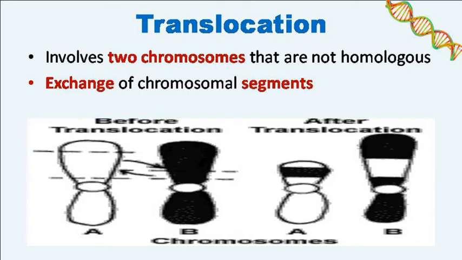The fourth type is translocation. It is the transfer of genes between two chromosomes. It involves two chromosomes which are not homologous. There is an exchange of chromosomal segments.